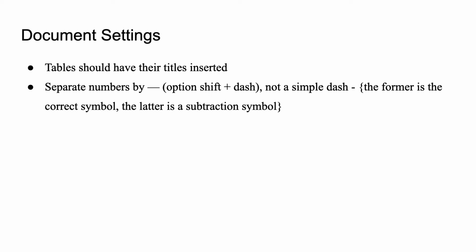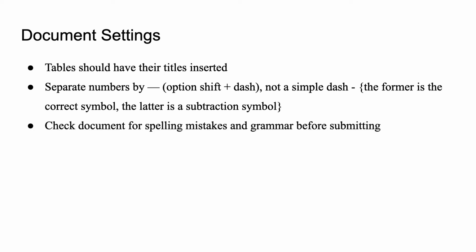So you need to separate numbers by an option shift with a dash. I'm not sure how you do that on the Windows computers, but this is not a simple dash, which is the subtraction symbol. Students would often say 2 to 3 and then use this subtraction symbol, which is incorrect. Use the M dash.